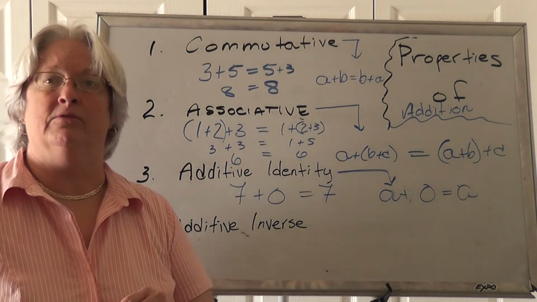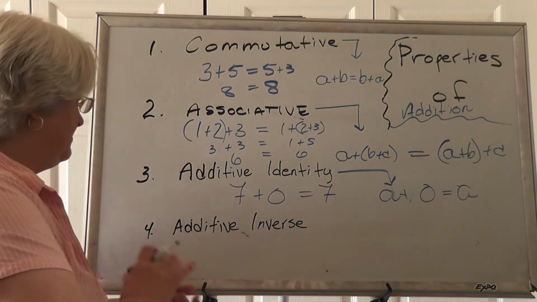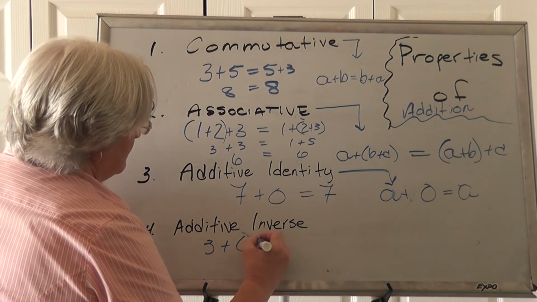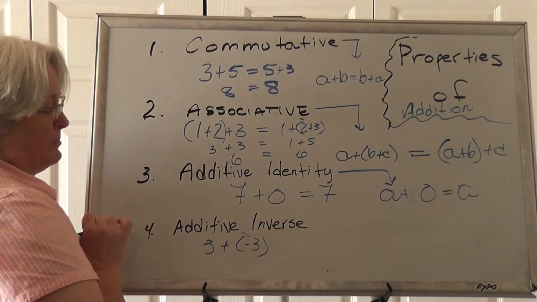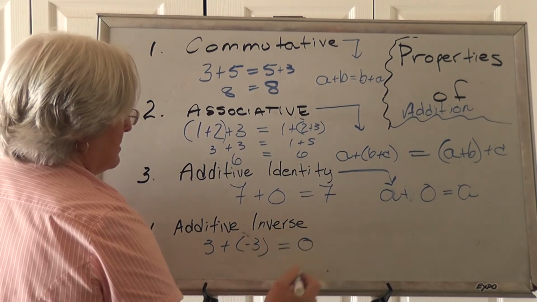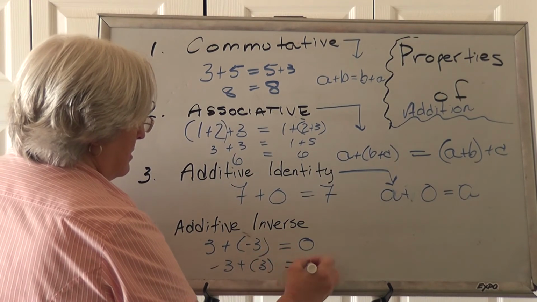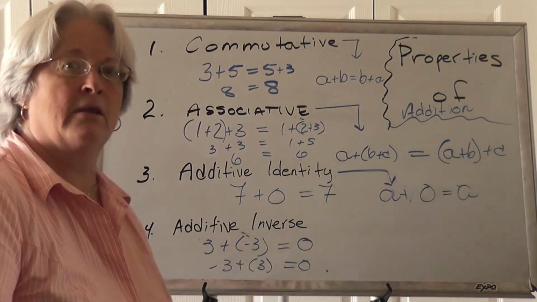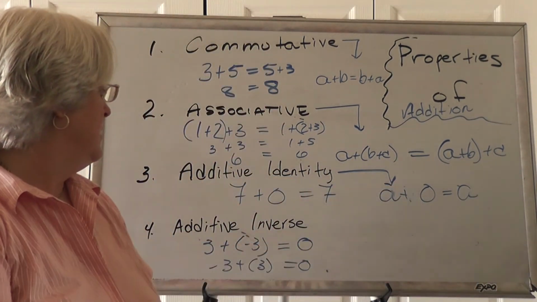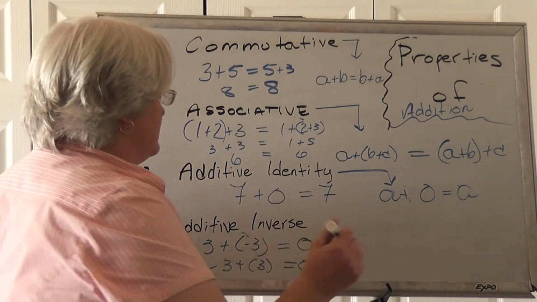Finally, we have the additive inverse, and we've talked about how if you add a number and its opposite, you always get 0. 3 plus the opposite of 3, 3 plus a negative 3 is equal to 0. Negative 3 plus 3 is equal to 0. If you take a number and you add its opposite, or you take the inverse of that number, when you combine those two together, you always get 0.